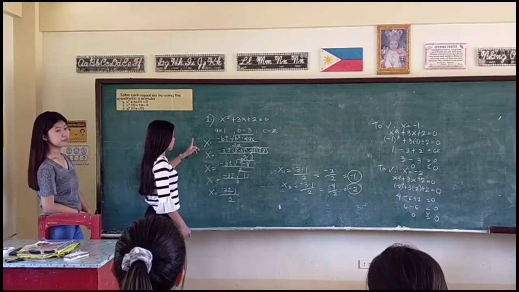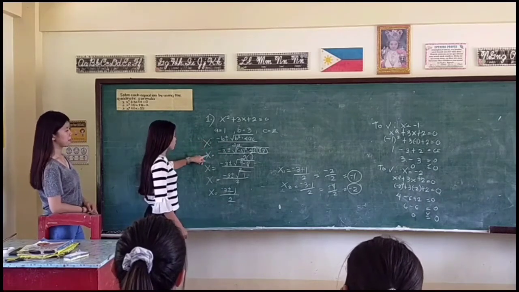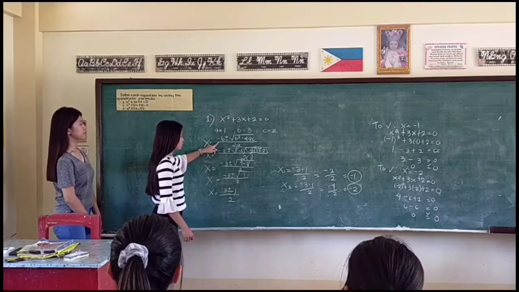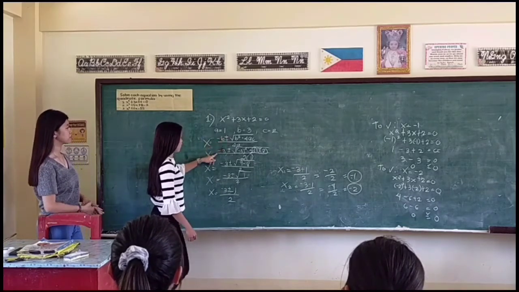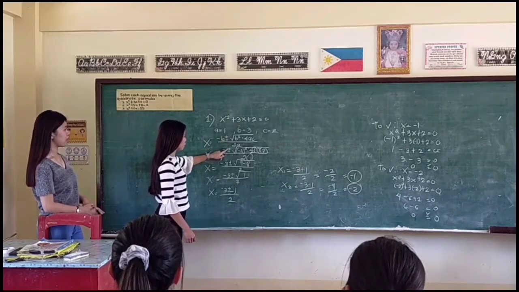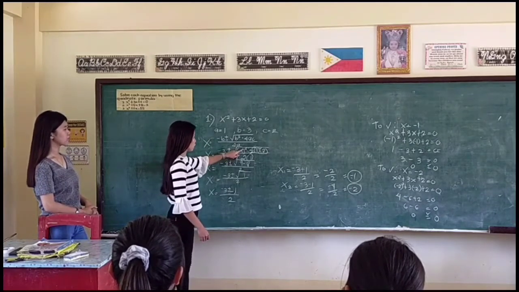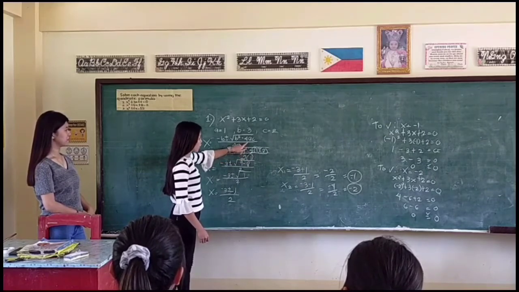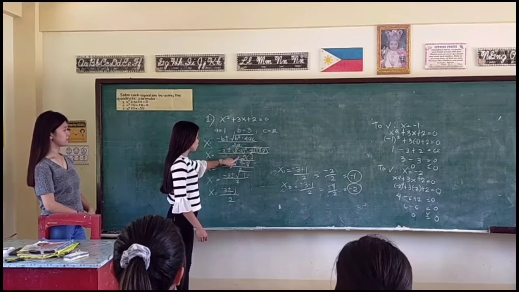And then substitute the values. X equals negative 3, since the value of b is 3, plus or minus the square root of 3 squared minus 4 times the value of a, which is 1, and the value of c, which is 2, over 2 times 1.